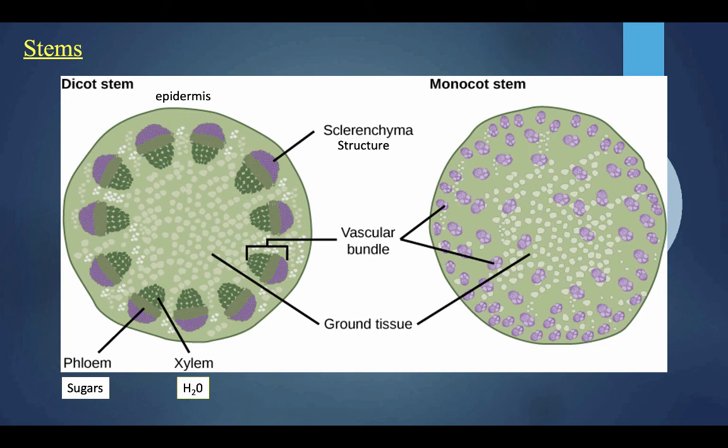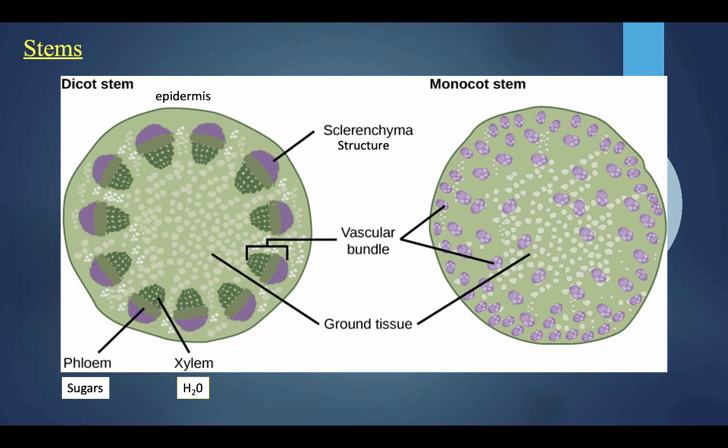Now we're out of the roots, we're going to go into the stem system. So a stem is an above ground structure that provides support and facilitates the conduction of water and nutrients throughout the plant. It can be herbaceous, which means it has no wood like in the monocots, or it can be woody like in the stems of the eudicots or dicots.